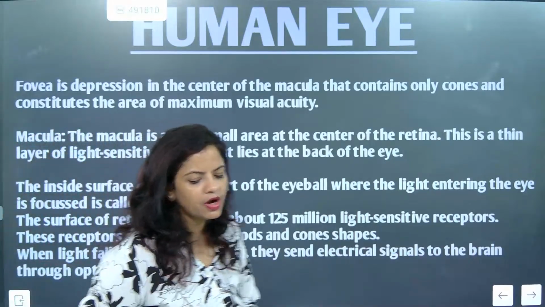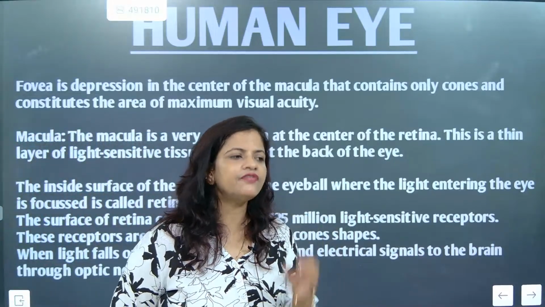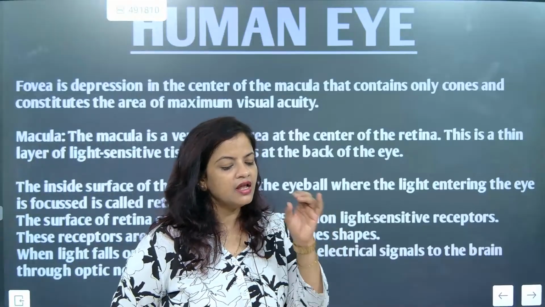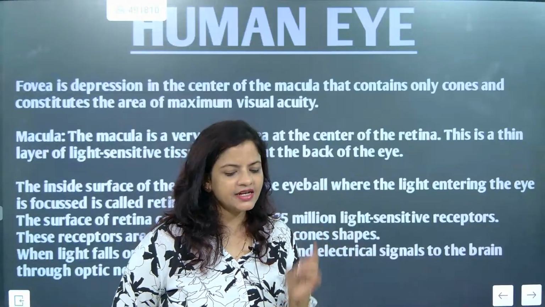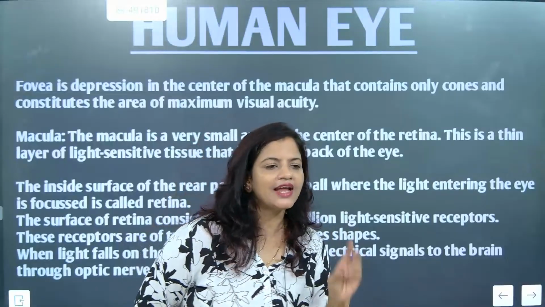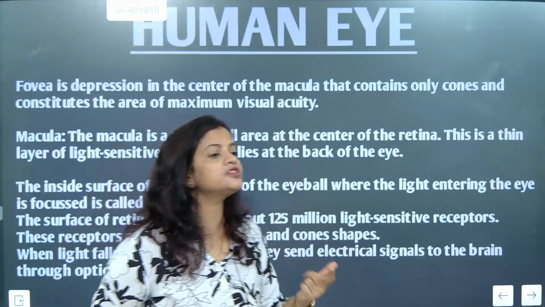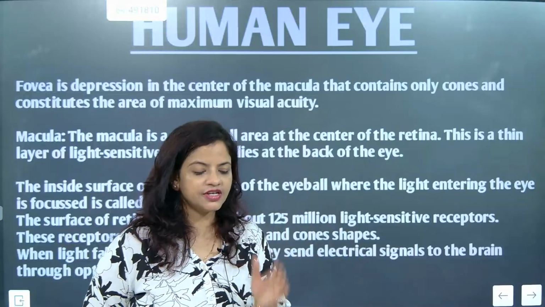It is constituting what, beta? Light sensitive tissues. What it is constituting? Light sensitive tissues.